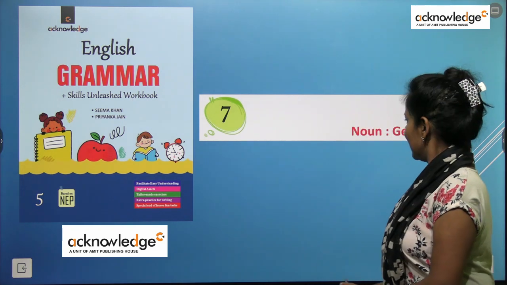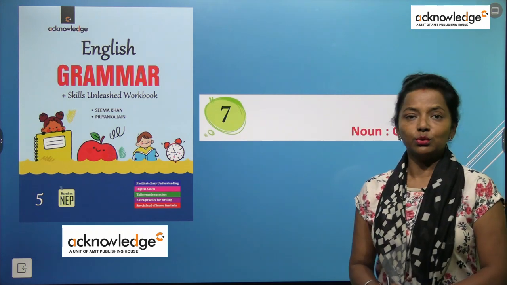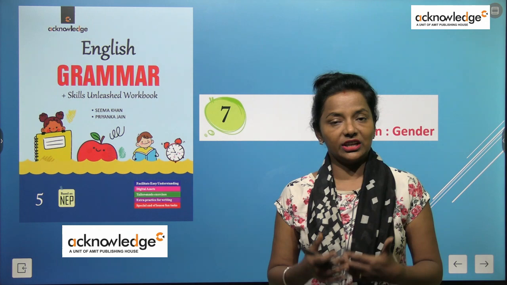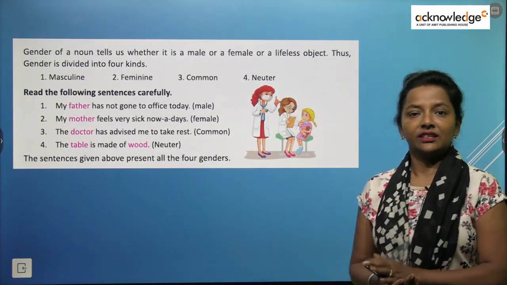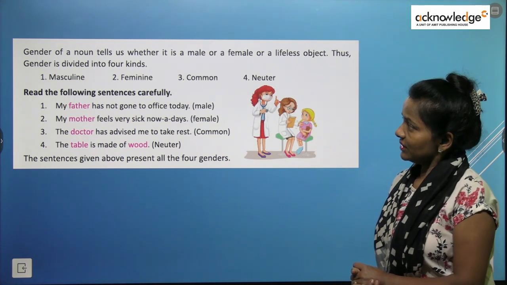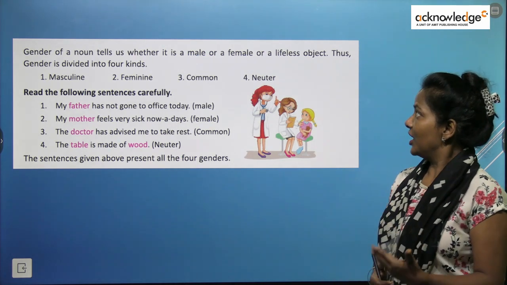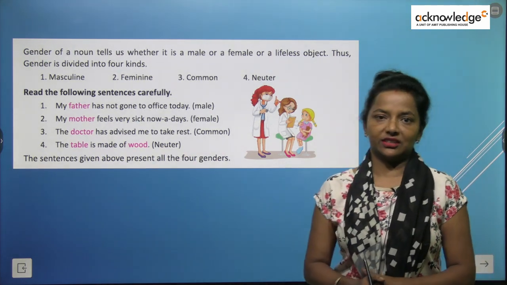So the chapter is Noun, Genders. Today we'll do the gender, the different kinds of gender. What are genders? First we'll understand what genders are in this chapter. Okay, so we start with the chapter. Gender of a noun tells us whether it is a male or a female or a lifeless object.